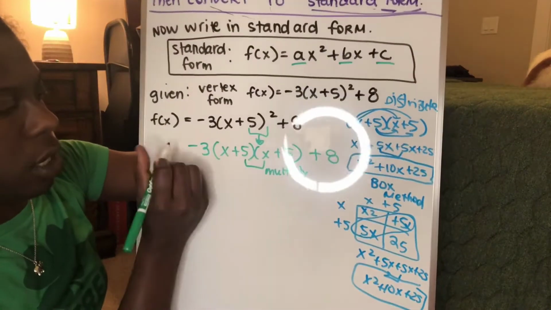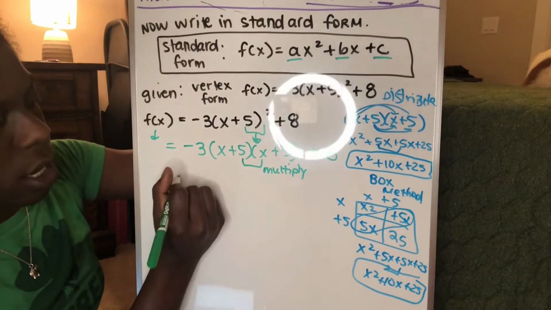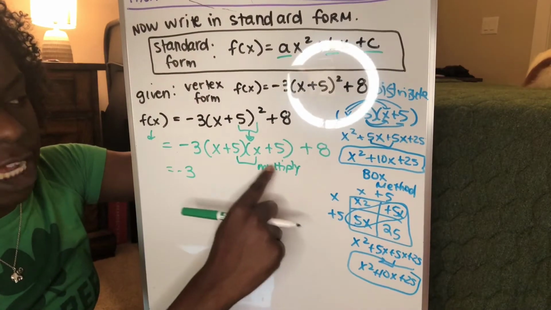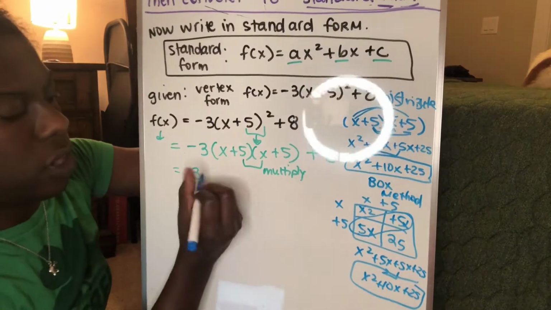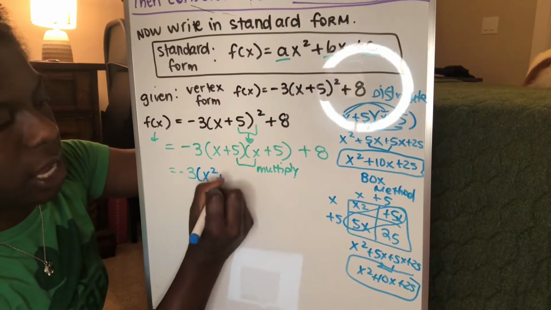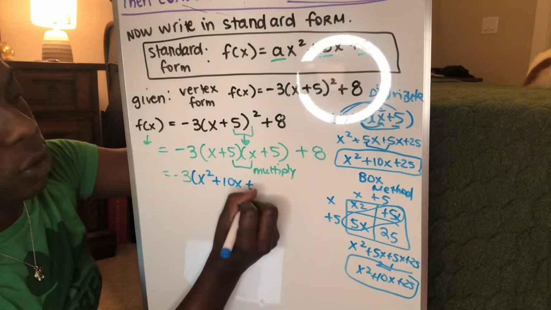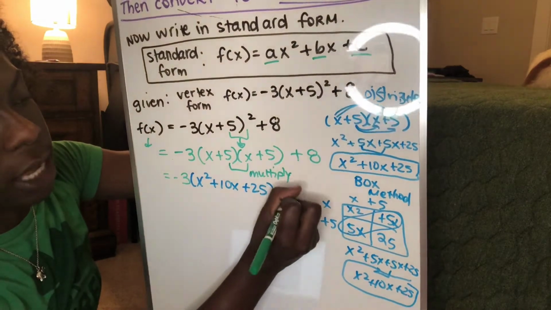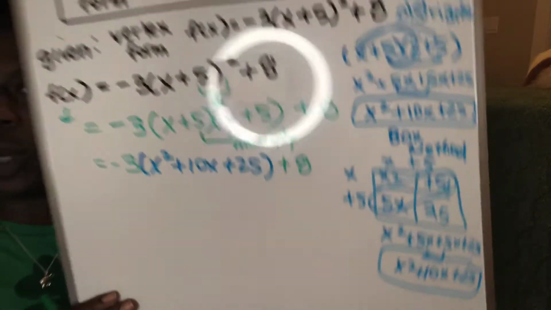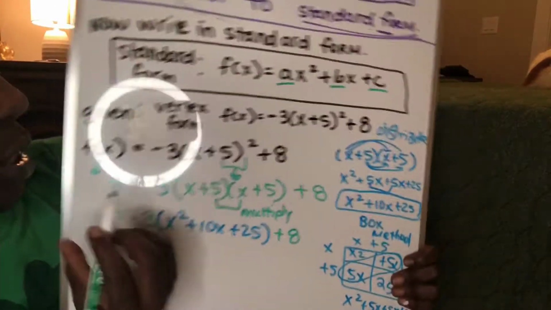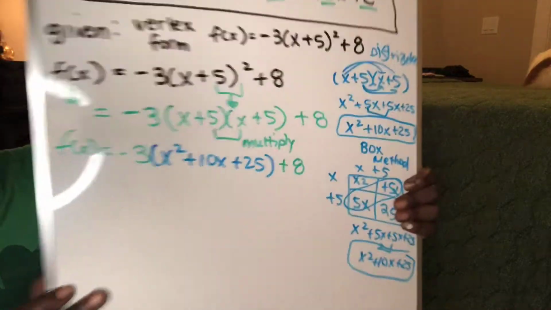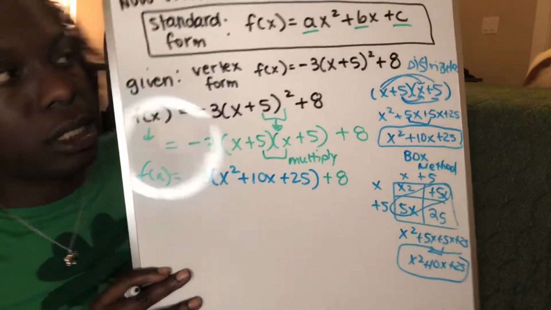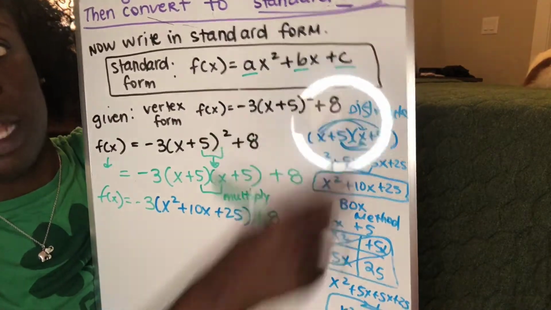There's still f of x equals right there. We're going to bring down the negative 3. We haven't touched it. But instead of x plus 5 times x plus 5, I'm now going to have x squared plus 10x plus 25 in the problem, and then I'm going to bring down that plus 8. Any number we have not used, we always bring down. We don't touch it. Let me just put f of x here for clarity. Now we're almost done, because look, we still have parentheses. This is still not in the form ax squared plus bx plus c.